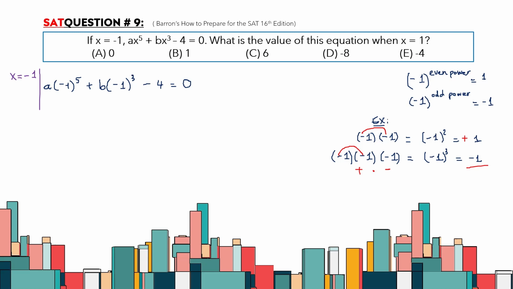Okay, so -1 to the power of 5 is -1 because 5 is an odd number. And then we have b multiplied by -1 as well because 3 is an odd number, minus 4 equals 0. Now, any number multiplied by -1 will be the negative of that number. So this one will produce -a, b times -1 is -b, minus 4 equals 0.